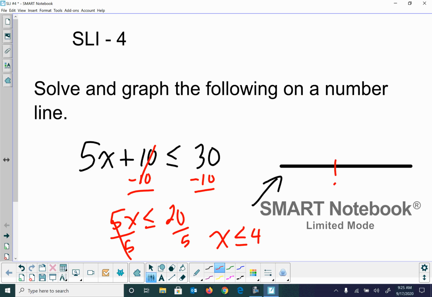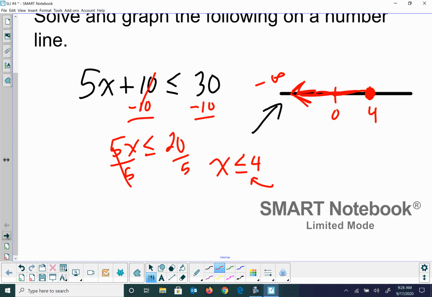So on a number line, maybe put 0 here, put 4 here. We're going to have a solid dot, and the reason it's a solid dot is because I have an equal sign. That's part of it. And I want values less than 4, so we're going to shade this way. And that's how we do it. This is going down to negative infinity, so that's going to mean something in a couple of videos, okay?